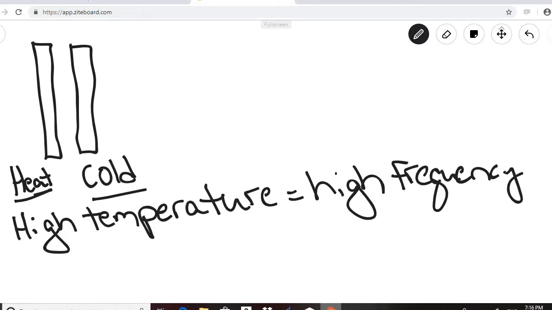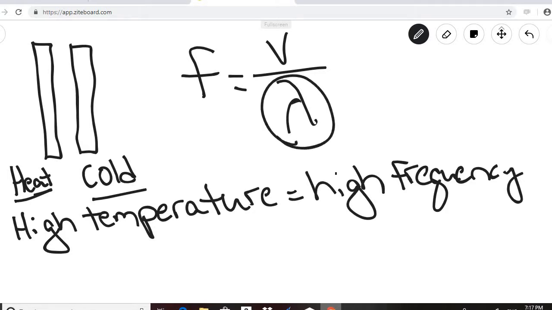So here, the wavelength is equal in both cases because they're the same length. But when comparing heat and cold, the higher temperature would lead to a higher frequency. And why is that? Well, remember we said that frequency is equal to velocity divided by wavelength. So the wavelength is the same in both cases. So how are you going to get a higher frequency? You're going to get that higher frequency because the velocity is going to be higher. So the higher the temperature, you're going to get an increased velocity of the sound.